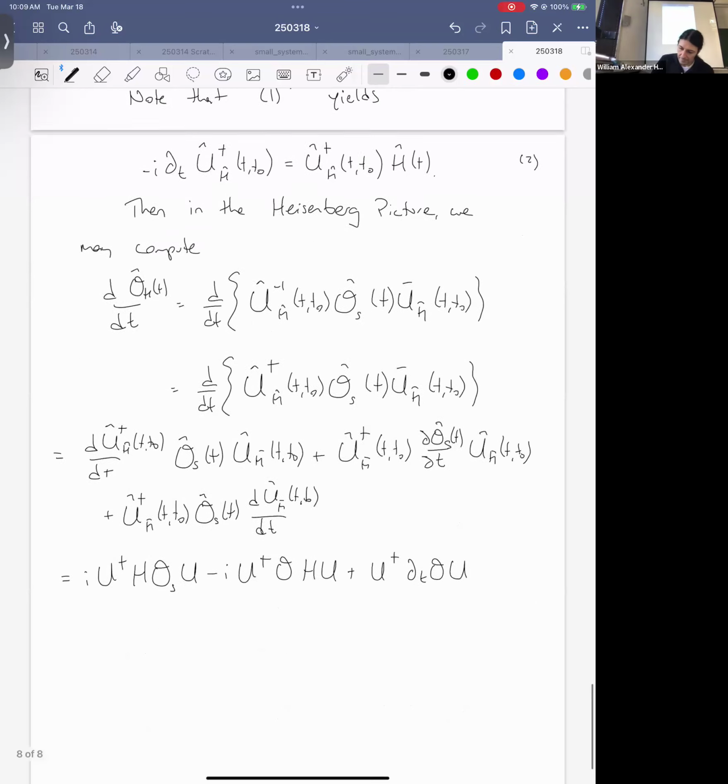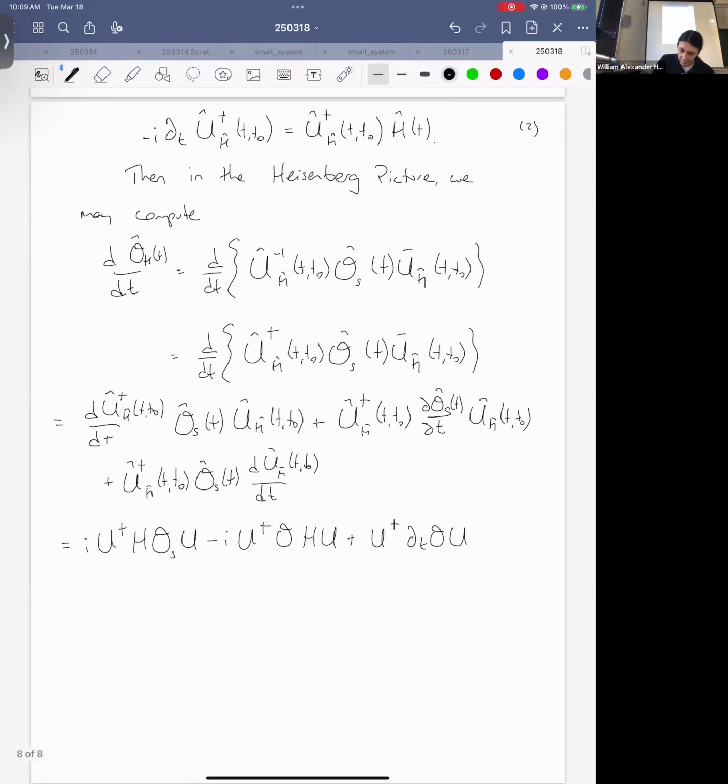Good. Now let's do something clever, which is to insert a 1. So let's insert a 1, which looks like a U dagger here. And remember that dagger is the same thing as inverse because we have unitary operators.